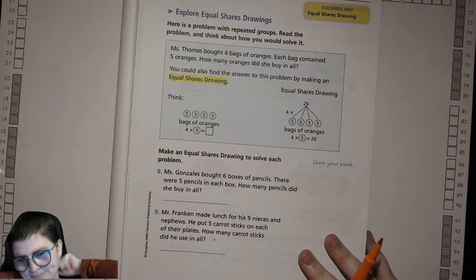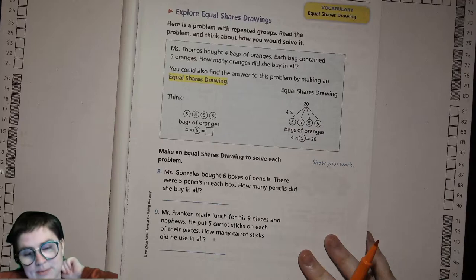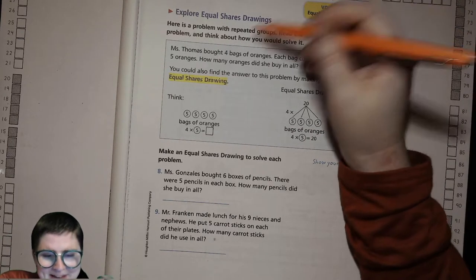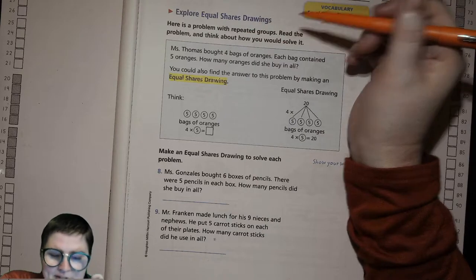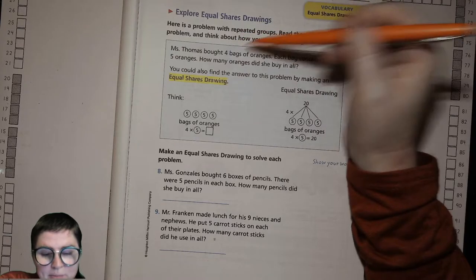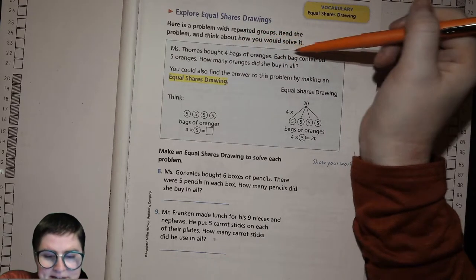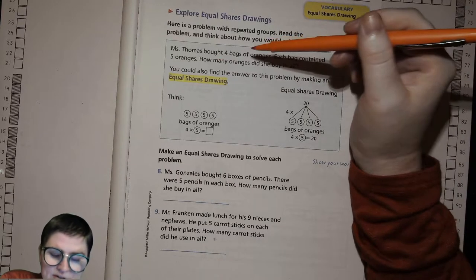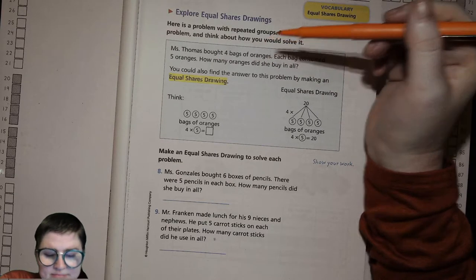Here we go. Here's a problem with repeated groups. Read the problem and think about how you would solve it. Ms. Thomas bought 4 bags of oranges. Each bag contained 5 oranges. How many oranges did she buy in all? You could do an equal shares drawing.